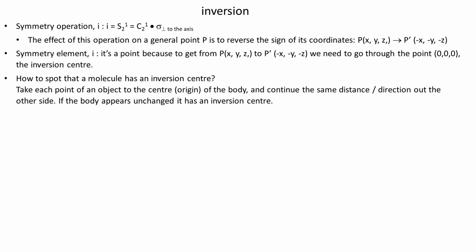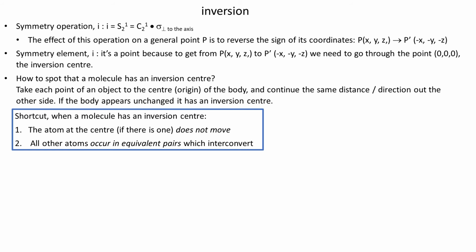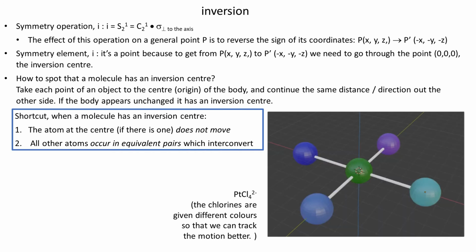It might seem that inversion is cumbersome to spot, but it's not. Simply, the atom at the center, if there is any, does not move, and all other atoms occur in equivalent pairs which interconvert. Let's demonstrate it once again, but this time on the tetrachloroplatinate ion. I even painted all 4 chlorines with different colors so that you see that the atoms interconvert pairwise and the middle platinum atom stays put.